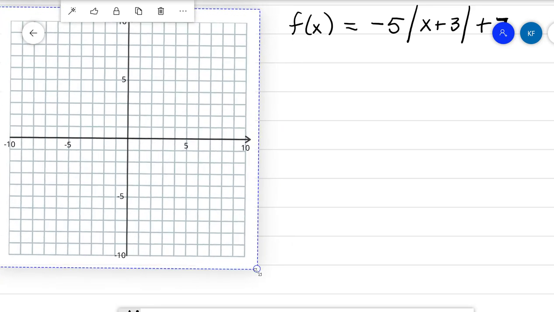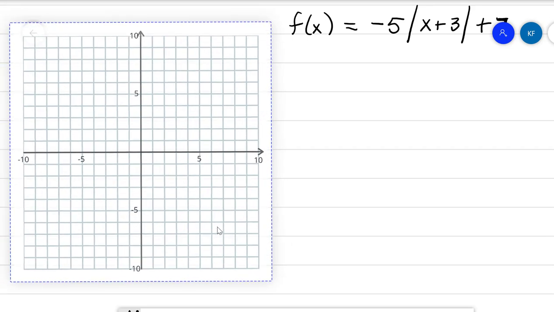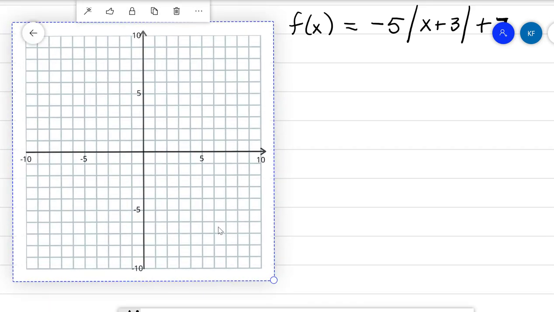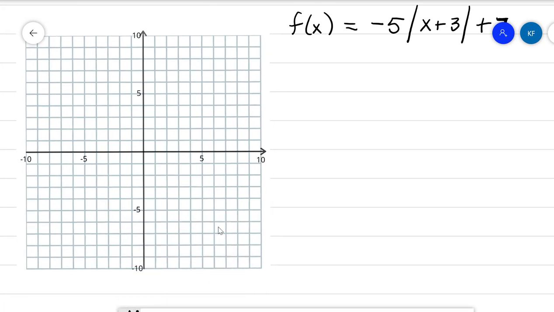Well, the first thing that you need to know is the parent function. So what is the parent function? Make sure you're stopping the video when you need to. So the parent function is the absolute value function, and you should have a little bit of knowledge as to what the general shape looks like.